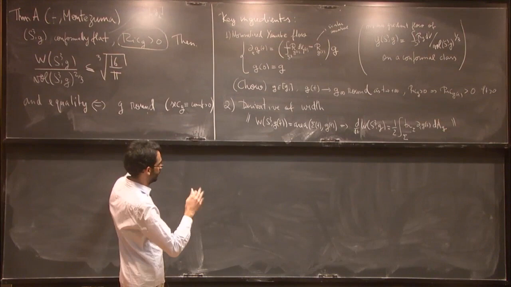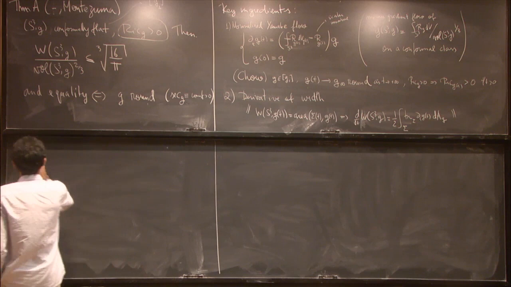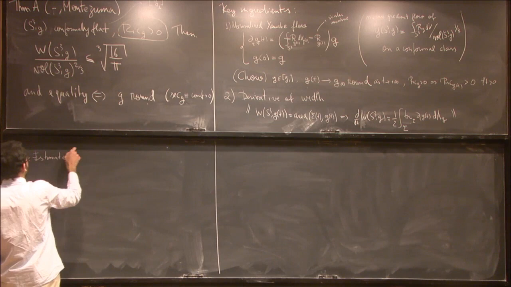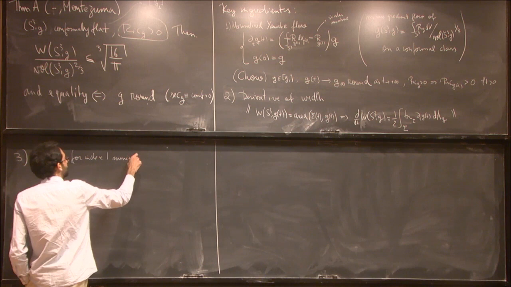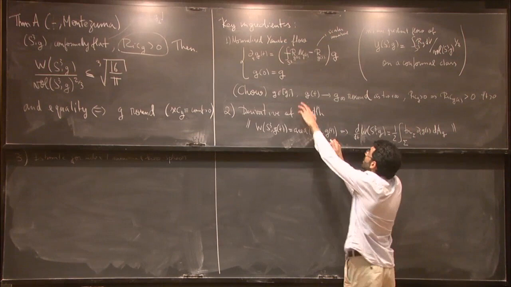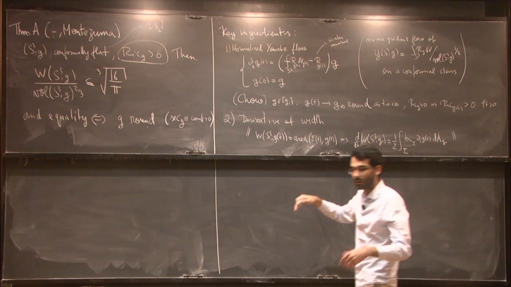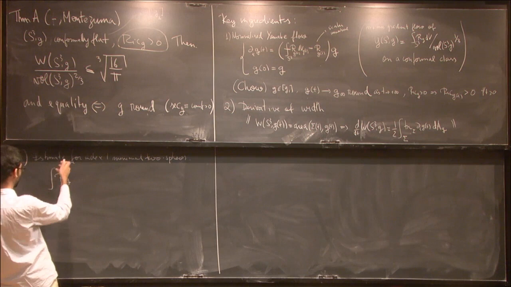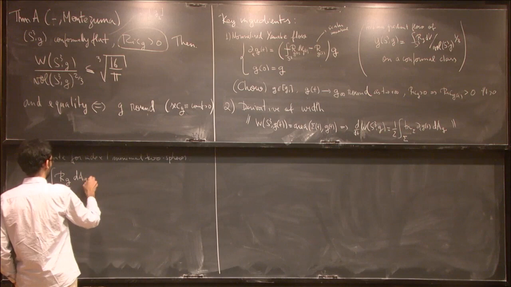And finally, what's the last ingredient? It is an estimate for index one minimal two-spheres. Because notice, we want to apply this for that particular variation. So what we want to compute, somehow, is the integral of the scalar curvature. So we need an estimate for that. And it's a very standard computation, using, by the way, the same techniques that you can use to prove Hersch's theorem, to show that the ambient scalar curvature integrated over sigma is at most 24 pi.